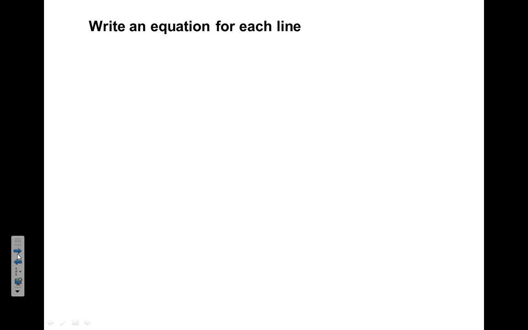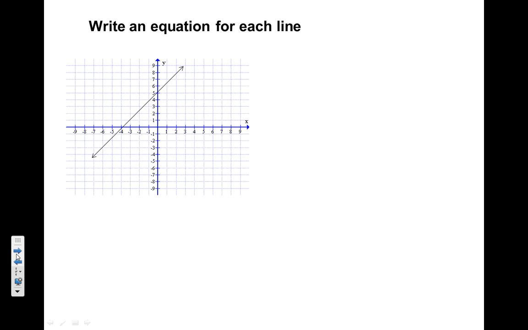We're going to write an equation for each line. So here I have a line on a coordinate plane. I need two things. I need my y-intercept, and I need my slope. Well, here's my y-intercept right there at the 5. So already I know that b is equal to 5.